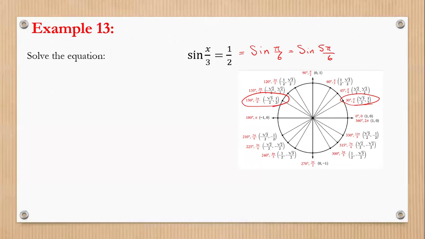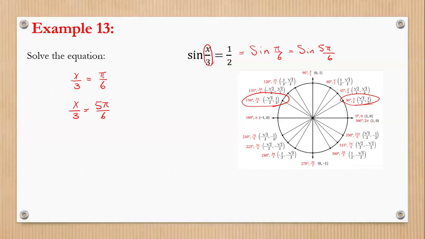Which means that this angle must be equal to pi over 6 and also can be equal to 5 pi over 6. But those are the answers if it mentioned to find answers from 0 to 2 pi. This question didn't mention anything, which means I need to find all solutions.